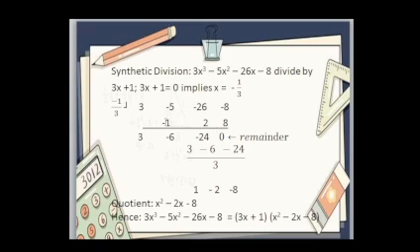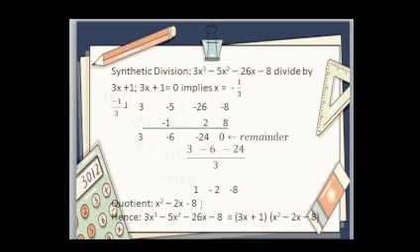And what shall we do with these numbers at the last row? Since our divisor is a fraction, don't forget to divide your answers here in the last row with the denominator of your divisor. Since the denominator of our divisor is 3, we have to divide all these numbers at the last row with 3. So we have 3 divided by 3 is positive 1, negative 6 divided by 3 is negative 2, and negative 24 divided by 3 is negative 8.